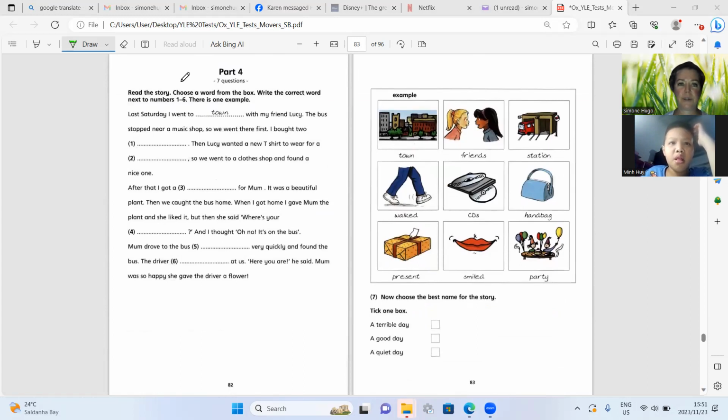Read the story, choose a word from the box, write the correct word next to numbers 1 to 6. There is one example. Yes. Do you want me to put these words in the Google Translate, or will you be okay?